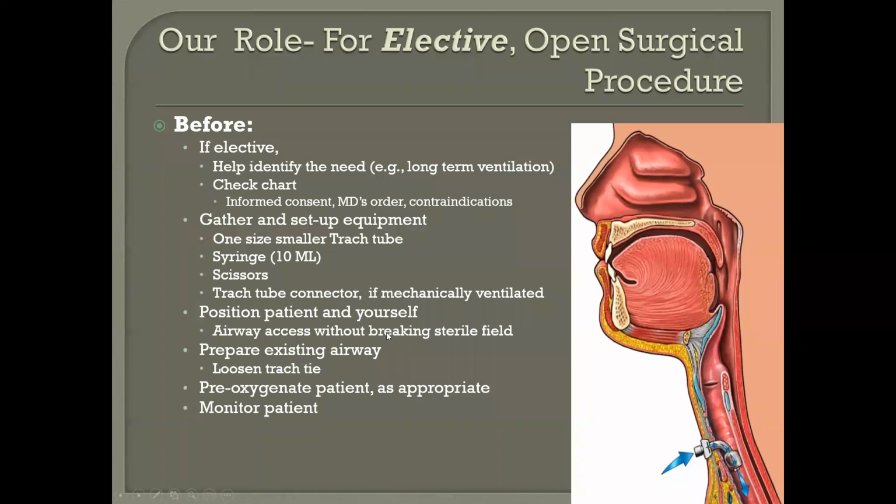Position the patient and yourself appropriately at the head of the bed so that you're out of the way of the physician that's actually doing it. Airway access without breaking the sterile field. So again, getting to where you need to be, but not breaking that sterility. Prepare the existing airway, loosen the trach tie. Get it ready to go. Don't lose it. Don't make it totally insecure. But at the same time, the physician will ask you to gradually let some air out of the cuff and retract the tube about 1 centimeter at a time.